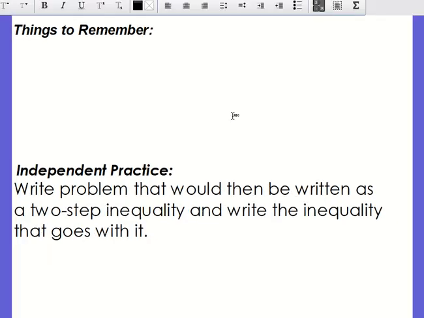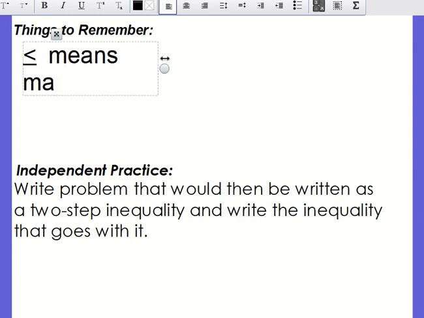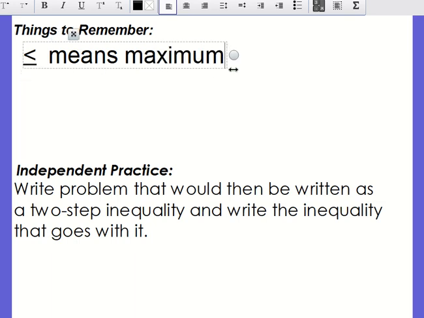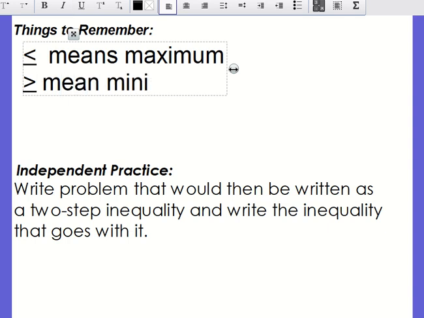All right, so the main thing I would say to remember is that our less than symbol means maximum, and that our greater than symbol means minimum.